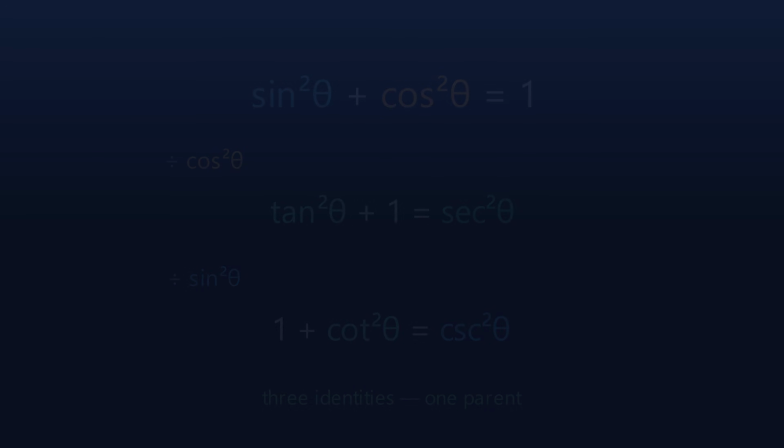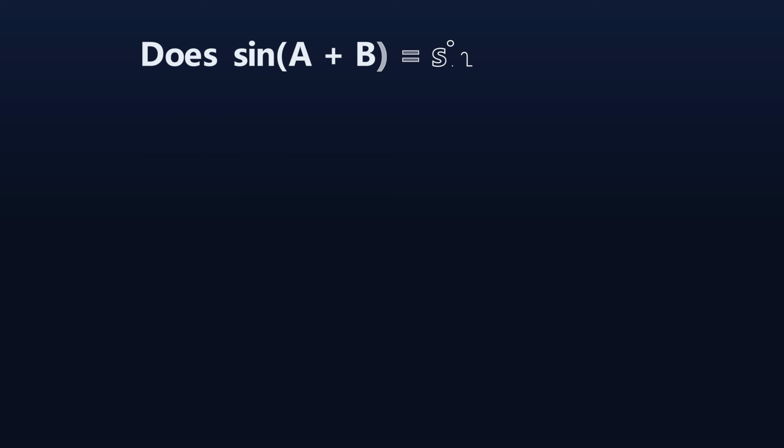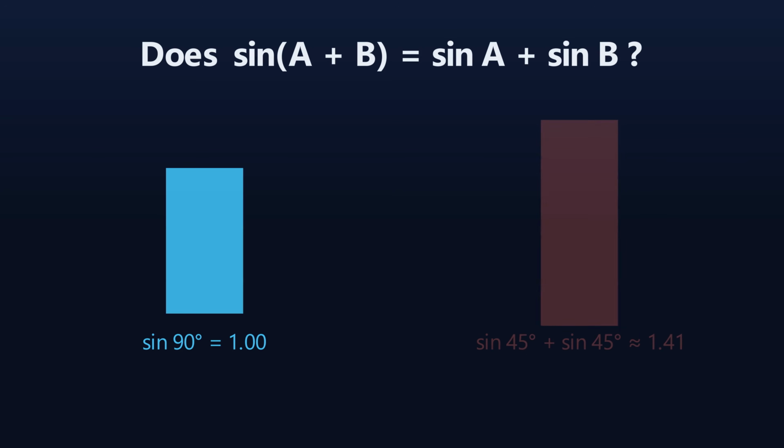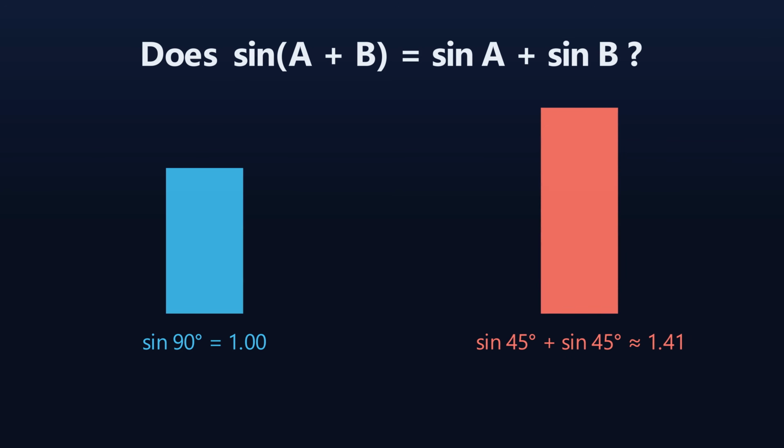But here's the question that unlocks everything. If I know the sine of angle A and the sine of angle B, what is the sine of A plus B? You might guess you just add them. You'd be wrong spectacularly. The sine of 90 degrees is 1. But the sine of 45 plus the sine of another 45 is not 2. It's about 1.4. Angles simply do not combine like that.